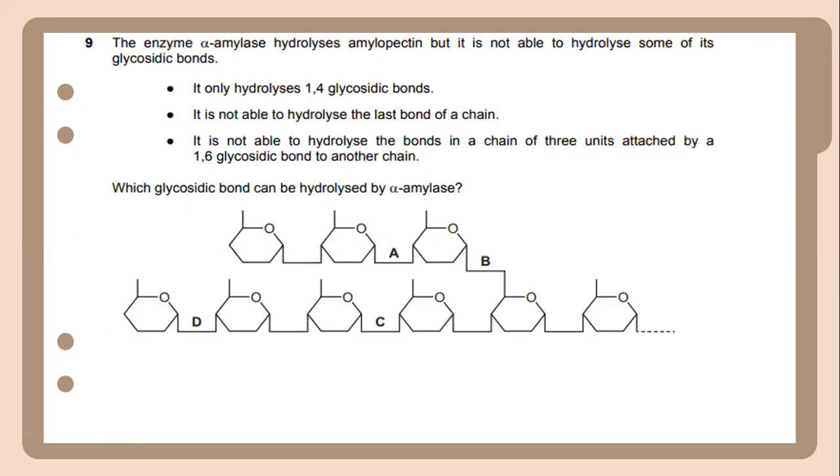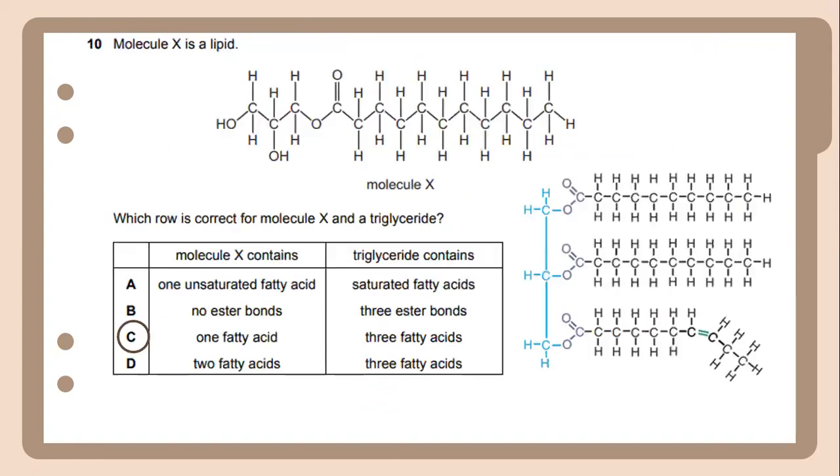Number 9, the enzyme alpha amylase hydrolyses amylopectin, but it is not able to hydrolyse some of its glycosidic bonds. It only hydrolyses 1,4 glycosidic bonds, and it is not able to hydrolyse the last bond of a chain, and it is not able to hydrolyse the bond in a chain of 3 units attached by a 1,6 glycosidic bond to another chain. Which glycosidic bond can be hydrolysed by alpha amylase? The answer given here is C.